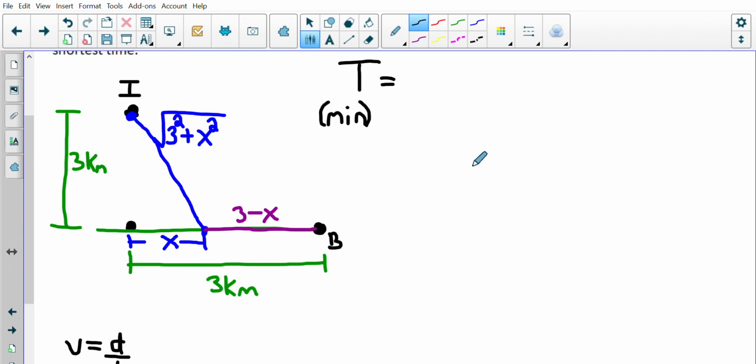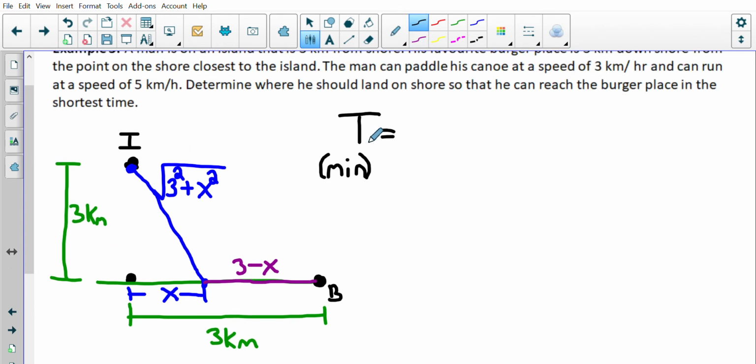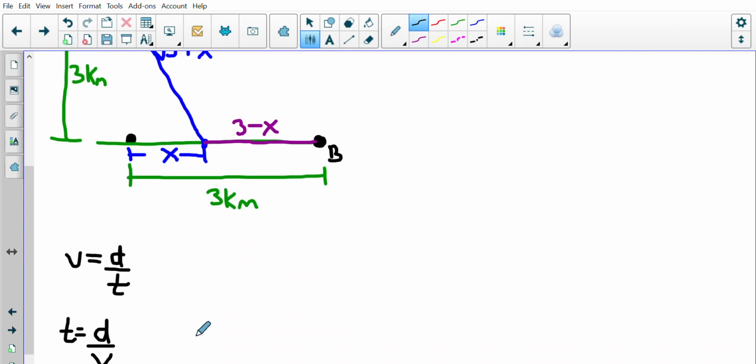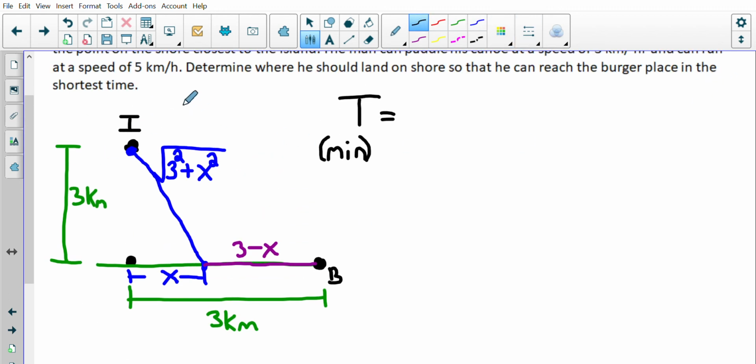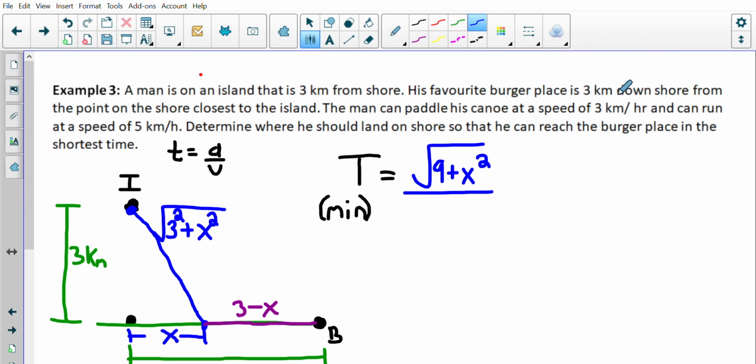All right, now, here's where we're coming up with our time formula. Again, I'm going to use t is equal, I'm going to write that over here. T is equal to d over v. All right? Now, that blue part, the distance that they're traveling is that 3 squared, which I might as well just make a 9, plus x squared. That's the distance. Now, the velocity that this person can travel when they're paddling is 3 kilometers an hour. So I'm going to divide by 3 here.